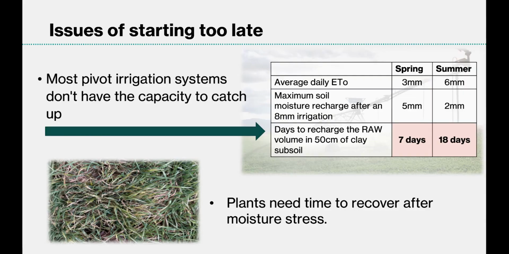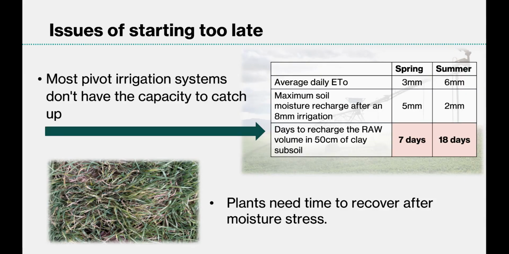In spring, average ET might only be 3 millimetres a day, whereas it's usually double that in peak summer. And when daily ET is 6 millimetres, and say you've got a pivot that's only able to apply 8 millimetres at a time, and that's without accounting for application inefficiencies, then at most you've got about 2 millimetres spare to recharge the soil. And this leaves very little room for error.